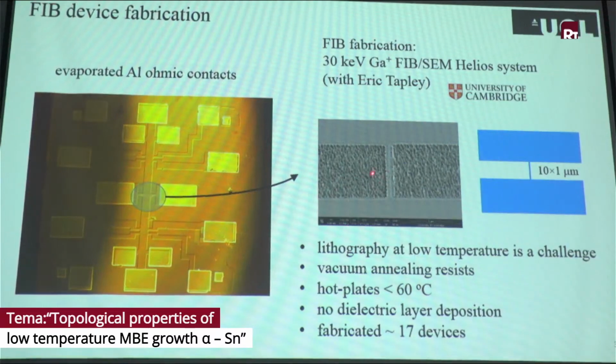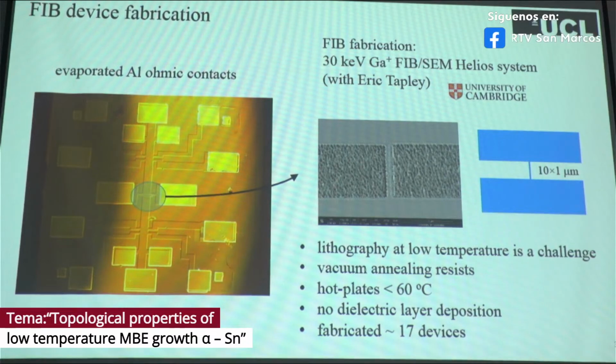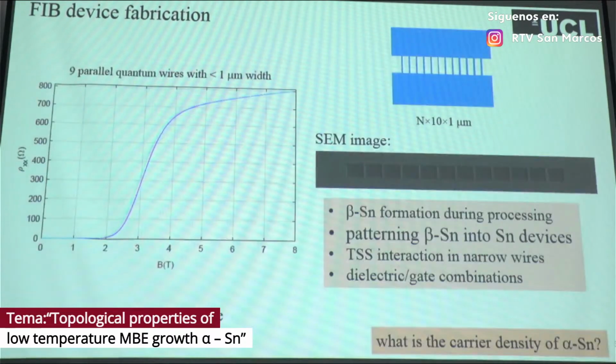We made a quantum wire. The problem with the quantum wire, it's not quite a quantum wire, it's almost a quantum wire. It looks like a quantum wire. Electrically, it doesn't behave as a quantum wire. The problem is when we try and pattern using a gallium ion beam, we tend to create beta tin. So part of the device goes superconducting, which is not ideal.